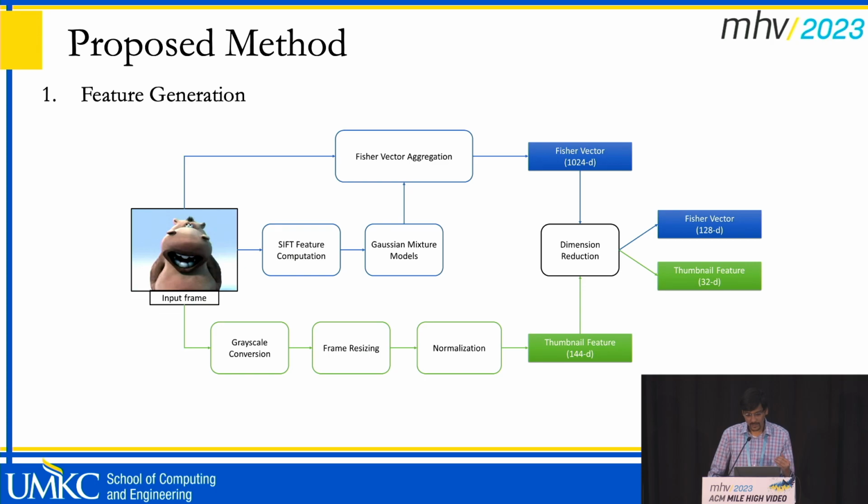And then we do some dimension reduction on both the Fisher vector and the thumbnail feature to reduce the dimension. This is needed for the next steps of our process. And finally, after dimension reduction, we have a Fisher vector of dimension 128D and a thumbnail feature of 32D.